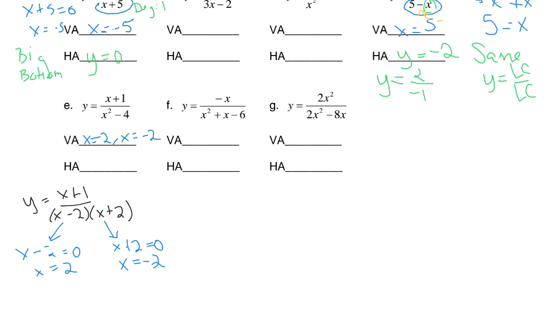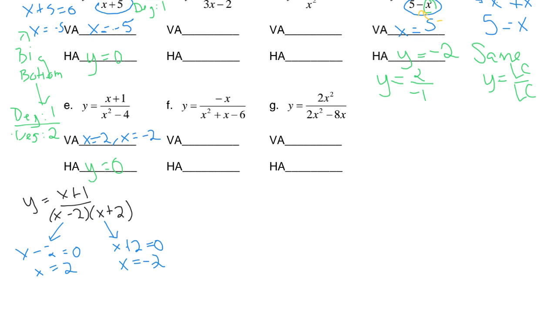Now for the horizontal asymptote, nothing really changes. All we have to do is compare the degree on the top with the degree on the bottom. So if we look, there's just an x on top, which means my degree is 1. And there's an x squared on the bottom, which means my degree is 2. Once again, we have a big bottom, so both A and E had a big bottom. Whenever that's the case, our horizontal asymptote is automatically y equals 0.